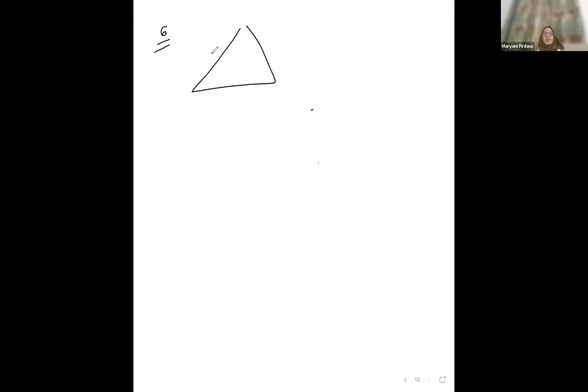The lengths of two sides of a triangle are 12 centimeter and 15 centimeter. Between what two measures should the length of the third side fall? Right. Okay. So let's think about it. There's a triangle. One side is 12 centimeter and the other side is 15 centimeter, right? Between what two measures should the length of the third side fall?